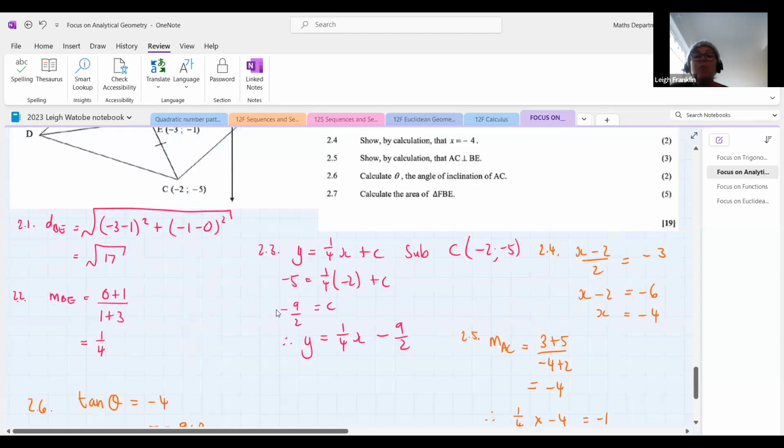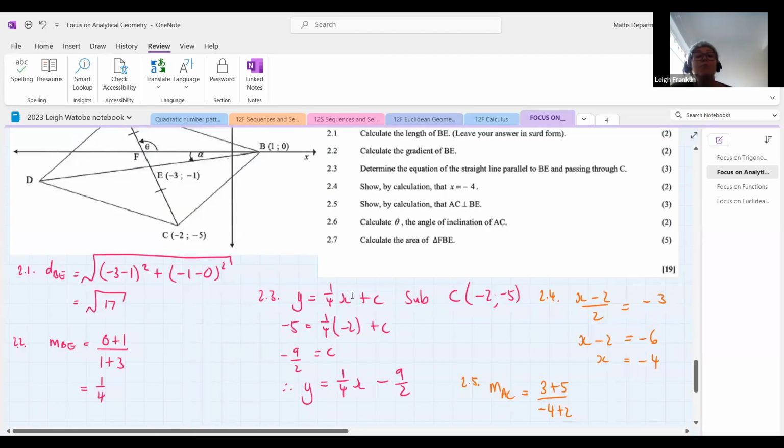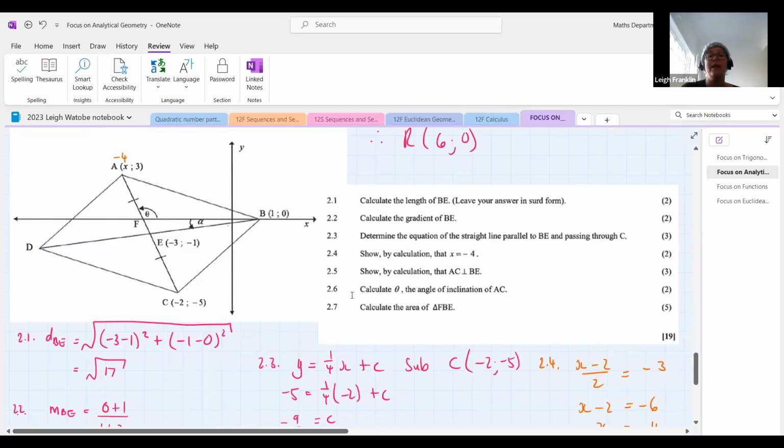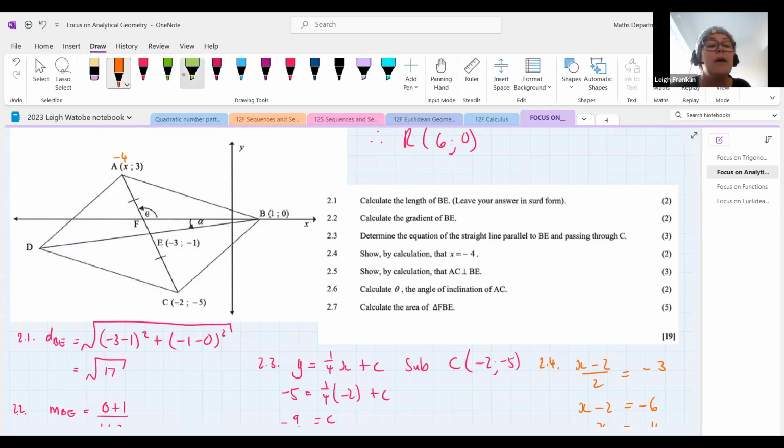All right, so now we can tackle this last monster question, calculating the area of triangle FBE. So let's just highlight this triangle for ourselves. And there it is. Okay, so how do we calculate the area of a triangle? Grade 11s and grade 12s, what are the two ways that you know how to do this?